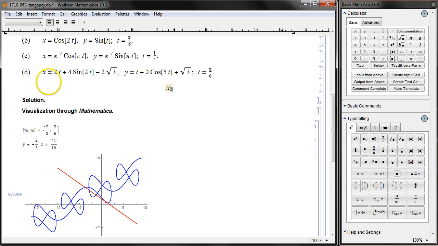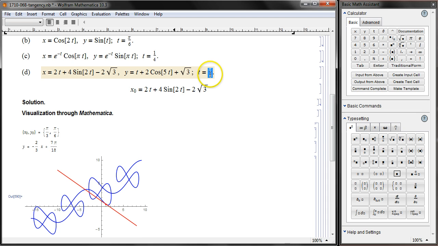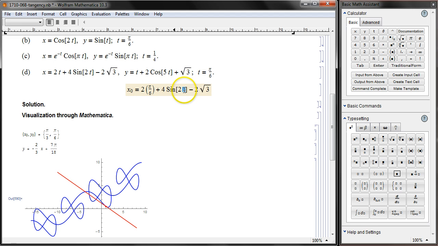Okay, how about x naught? All you have to do is plug in t equals pi over 6 here, and then plug in pi over 6 here. And what do you get? Pi over 6 times 2, so this can be simplified into pi over 3, and then this is again pi over 3.